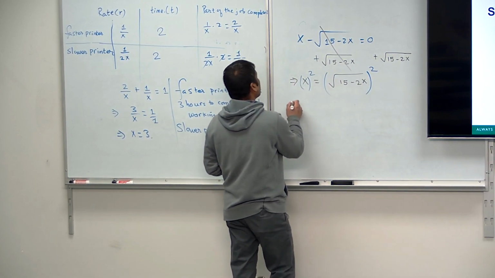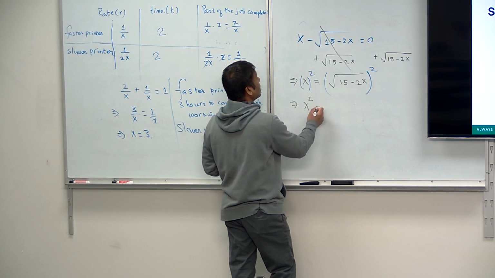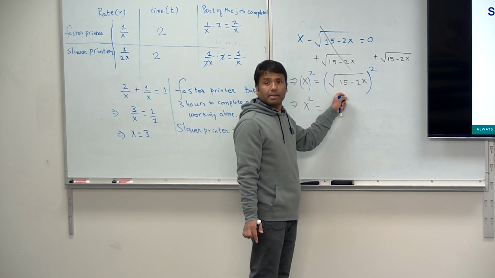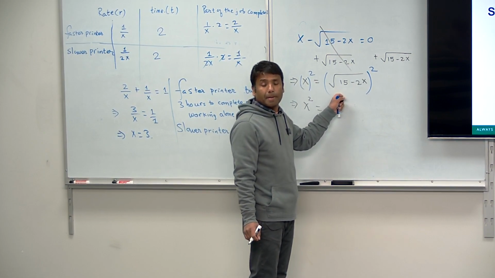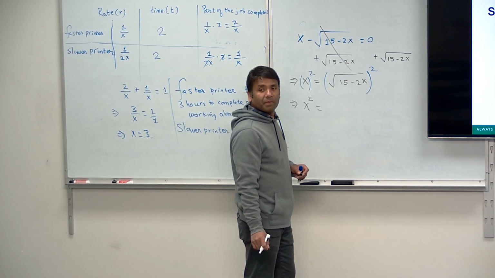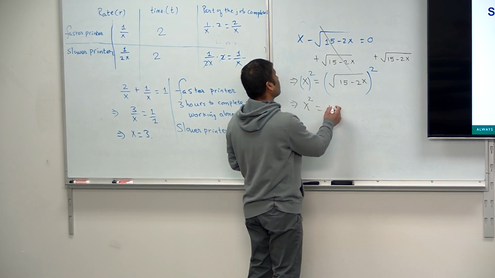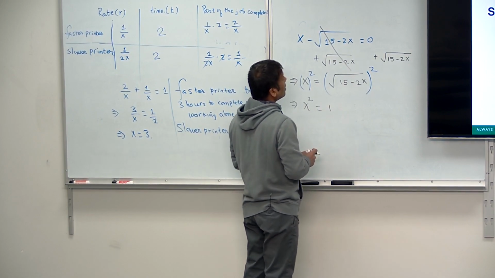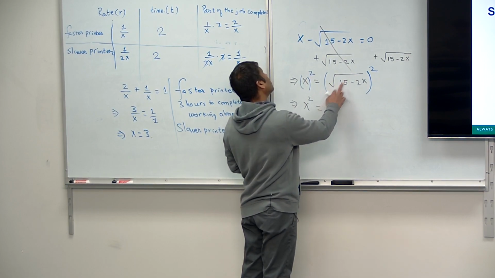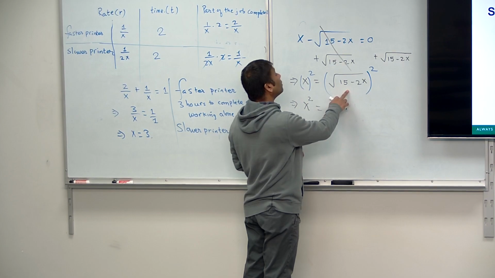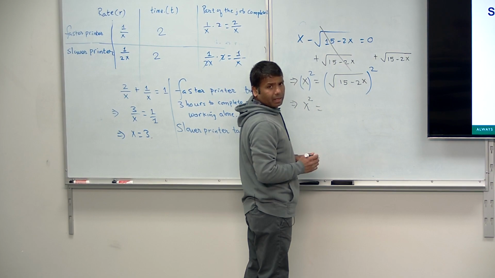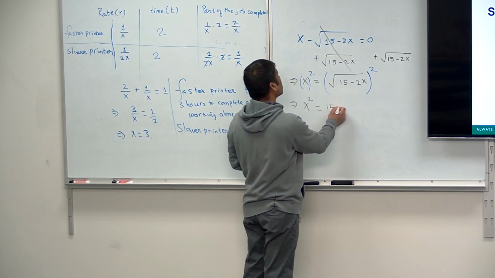So now, what do we get here? It would be x squared, and what is this? Radical 15 minus 2x, squared. What is this? Would it be 15 squared minus 2x squared? Not really. When you square a square root term, the square root sign will be gone. So it will be only 15 minus what? 2x.